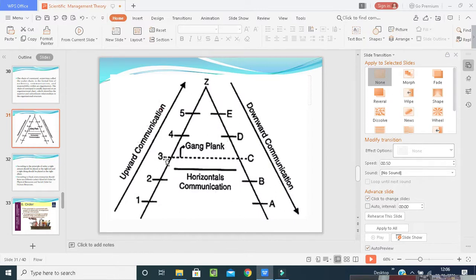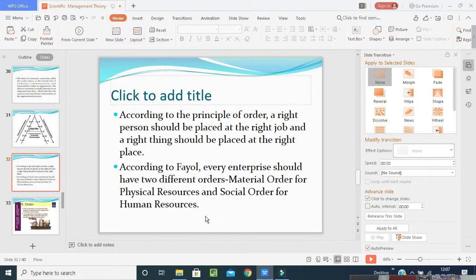But sometimes, when there is an emergency, the communication should take place properly. So from this employee to that employee, it can take place directly in case of emergency to save time. Again it will change from this side and this side. This is the main work of scalar chain, and this horizontal communication is known as gangplank.